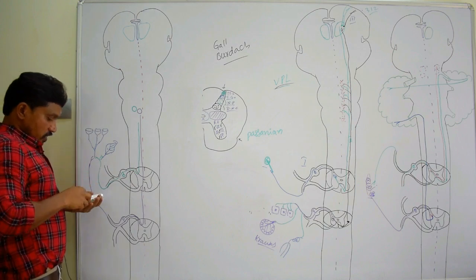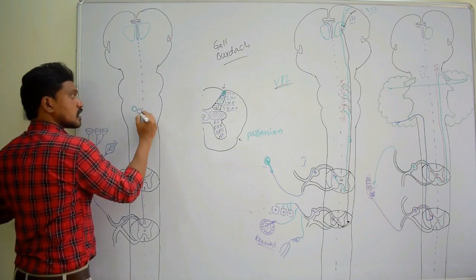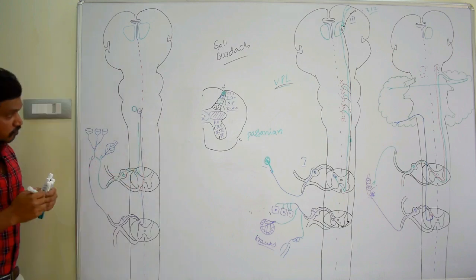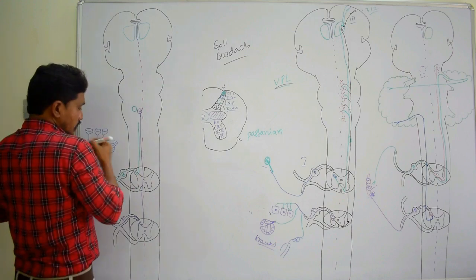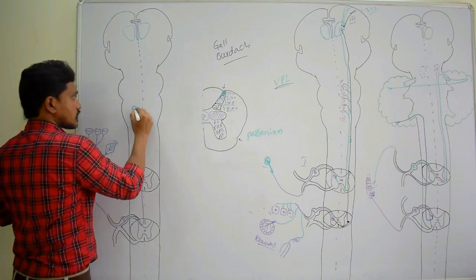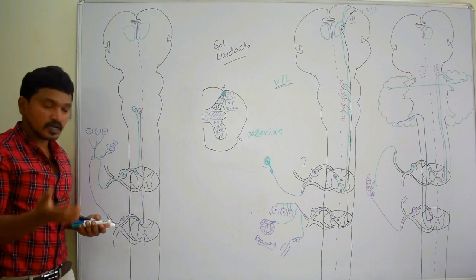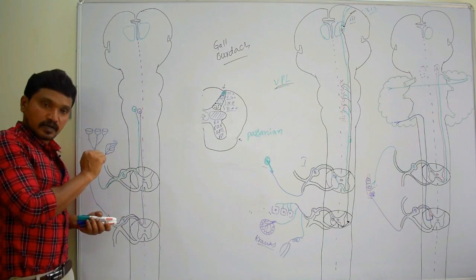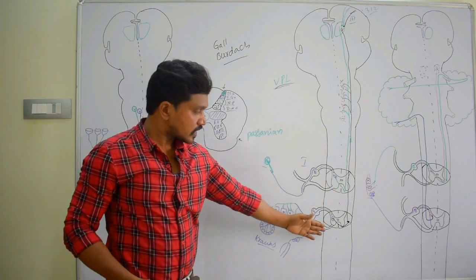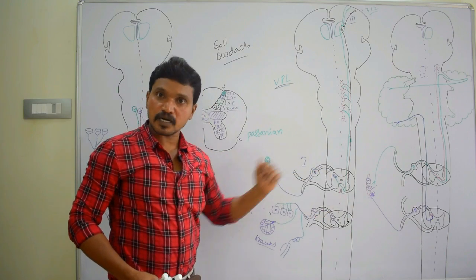Within the gracilis nucleus, first order neurons will be terminated or relayed. Within the cuneate nucleus, first order neurons are relayed or terminated. Now from here, second order neurons will start within the medulla oblongata. But in case of the remaining tracts, second order neurons are present at the spinal cord level itself.